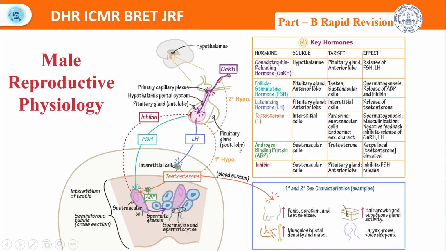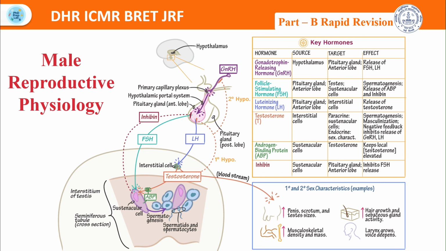Now, at last, we have male reproductive physiology, in which you can see a lot of hormones are involved again. So, you can see on this chart the key hormones, which are responsible, and the source of it and the effect of it. So, you can see LH also is working in the male reproductive system, which is important, and is secreted by the pituitary gland from the anterior lobe. And the target is interstitial cells, and it releases testosterone.